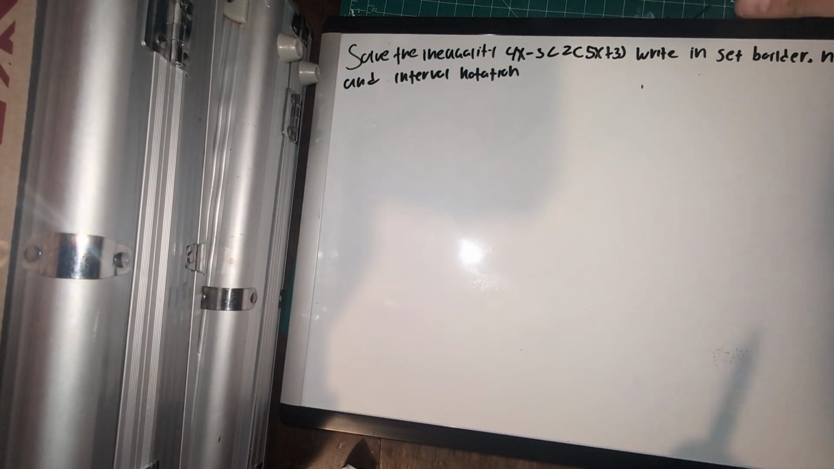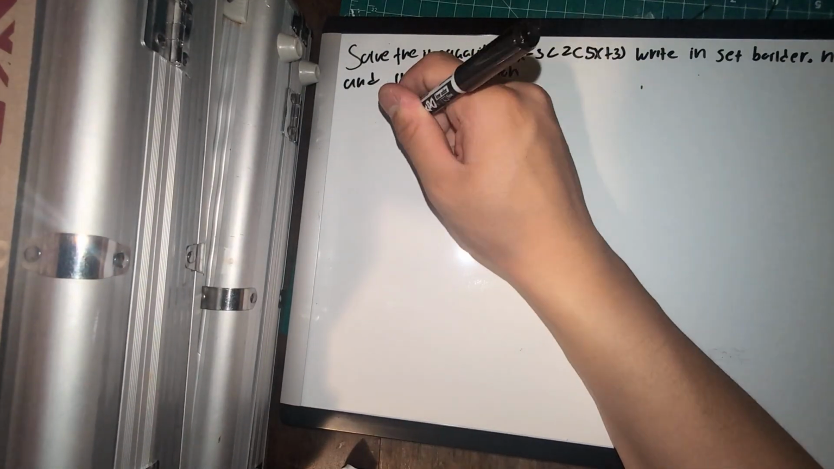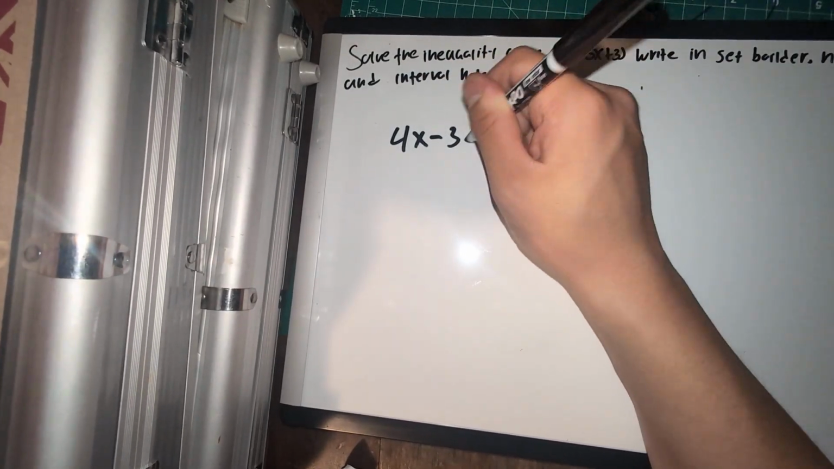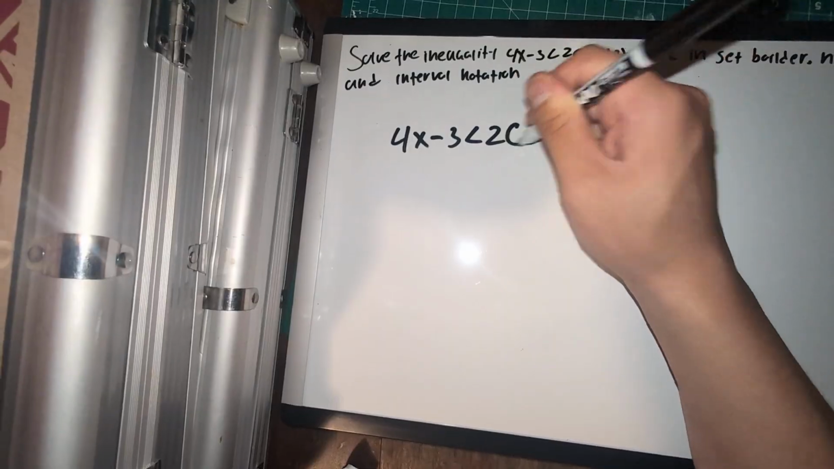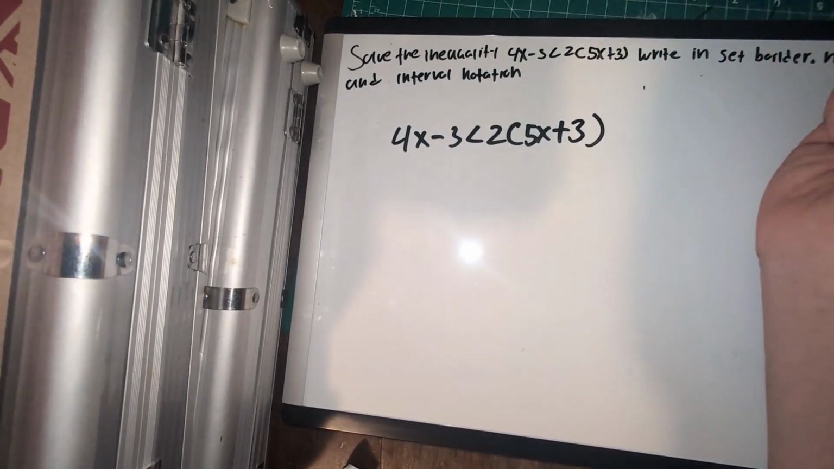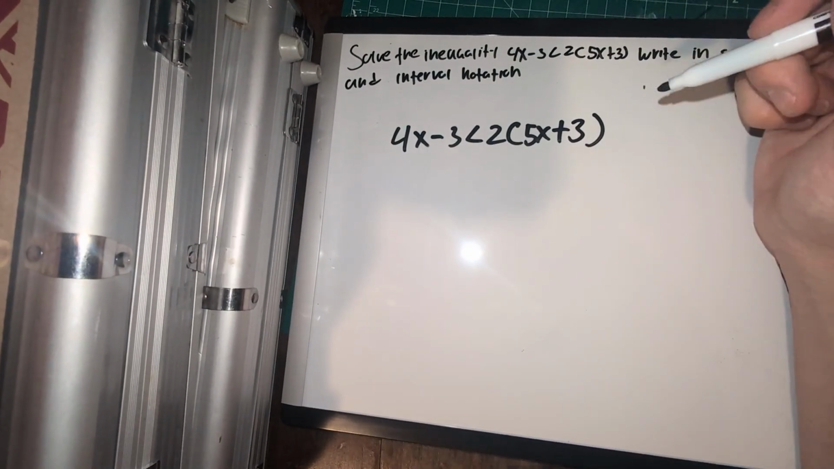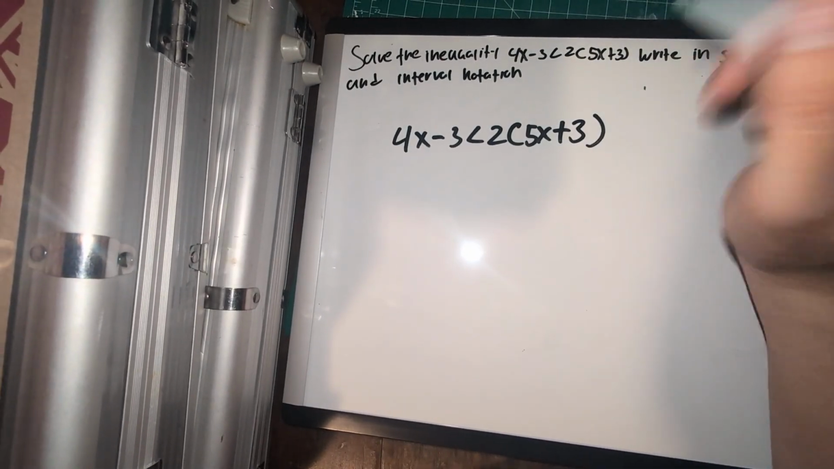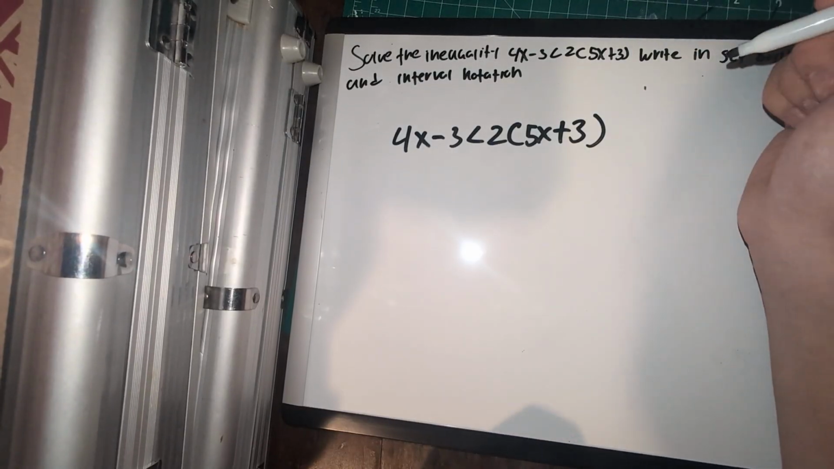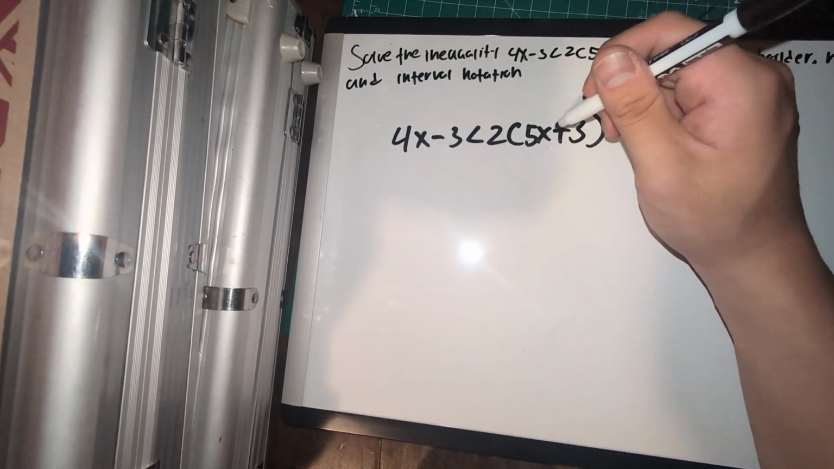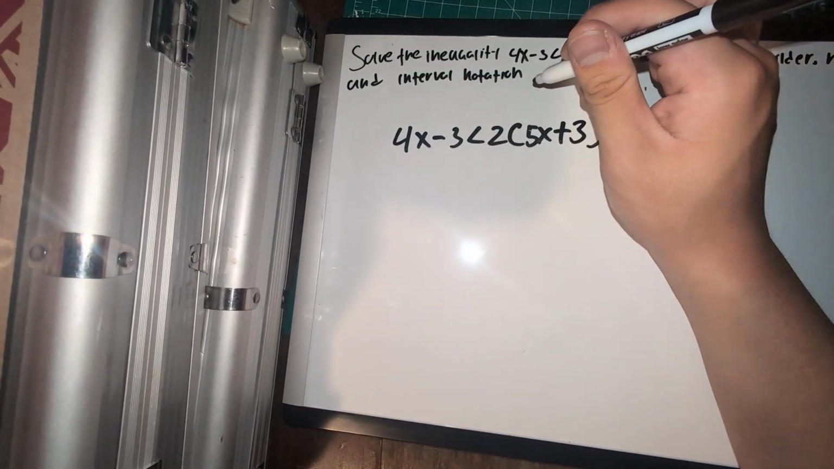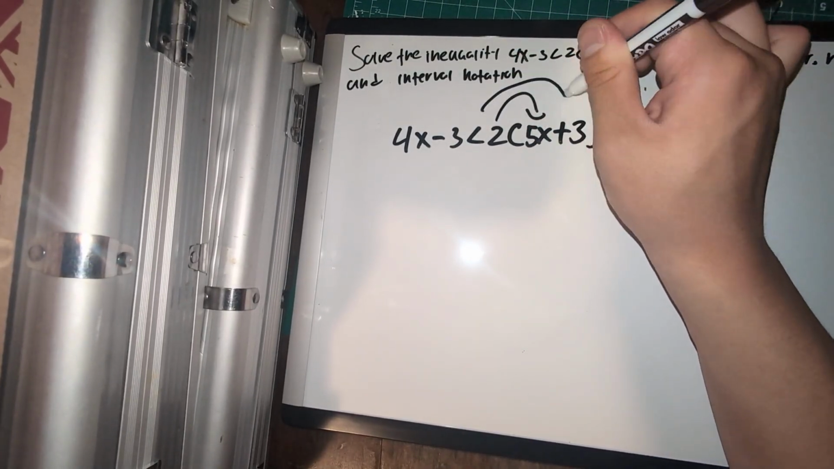Alrighty, so let's set up the problem itself. 4x minus 3 is less than 2 times (5x plus 3). Would you look at that? All right, so a couple things first. PEMDAS: parentheses, exponents, multiplication, division, addition, subtraction. Following this, we can't really do anything inside the parentheses as we have a variable, so we're going to multiply. We're going to distribute this 2 across these two terms.